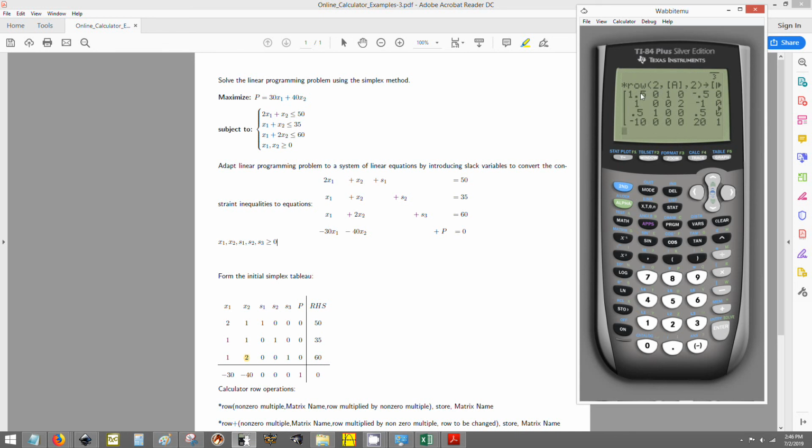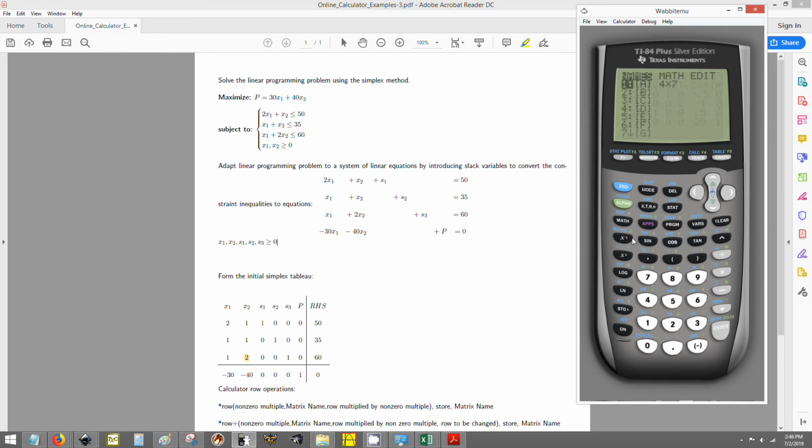The calculator solves your math errors, but if you don't put it in there right, it doesn't do it. So now I want a 0 in this position, a 0 in this position, and a 0 in this position. I need to multiply row 2 by negative 1.5 and add it to row 1. I need to multiply row 2 by negative 0.5 and add it to row 3. And I need to multiply row 2 by positive 10 and add it to row 4, and that will get my zeros. And I think at that point we'll actually be finished, but let's see.